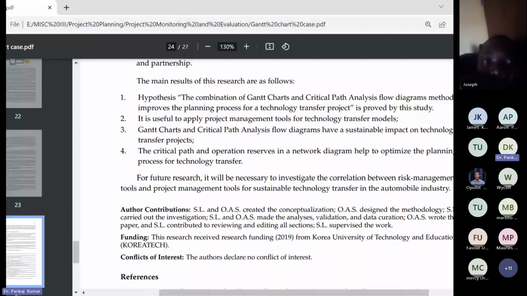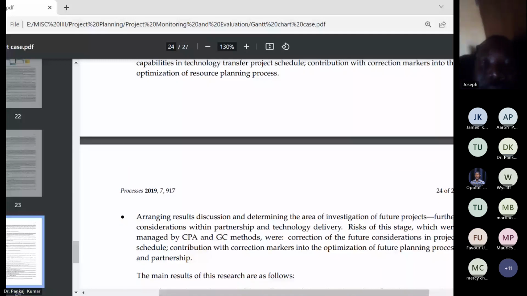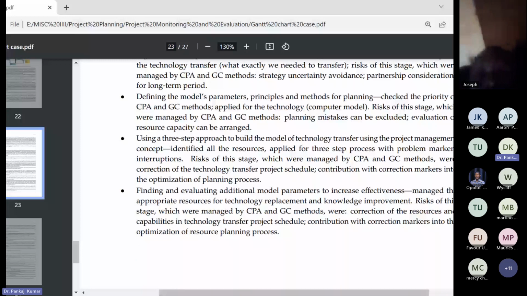Understand? Is there any problem till now? You can ask. If you have any doubt about today's session, you can ask.